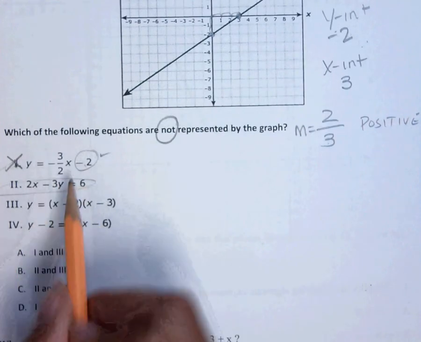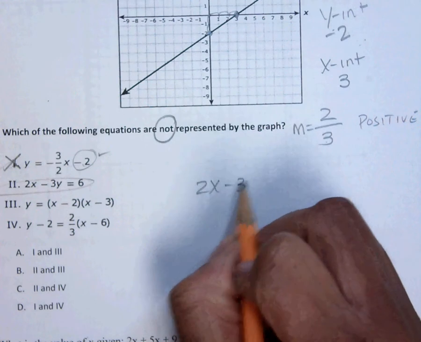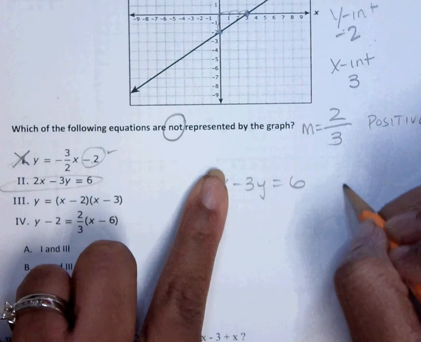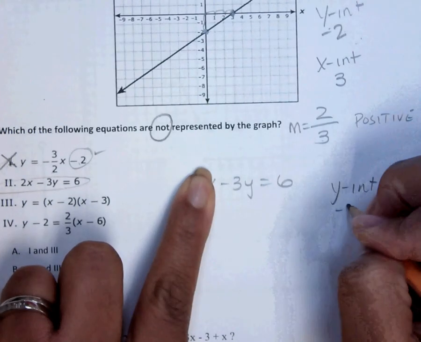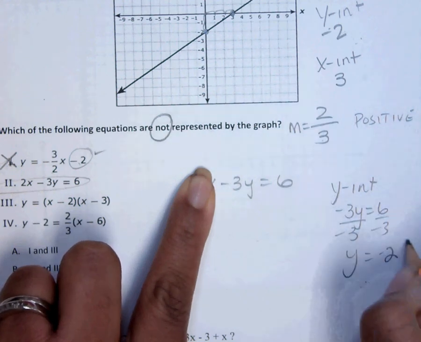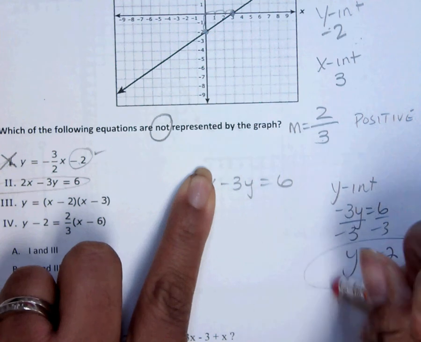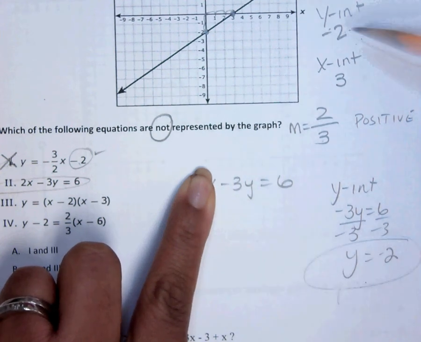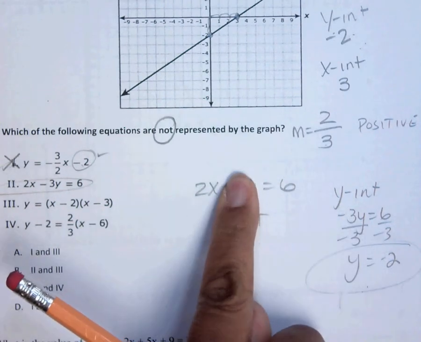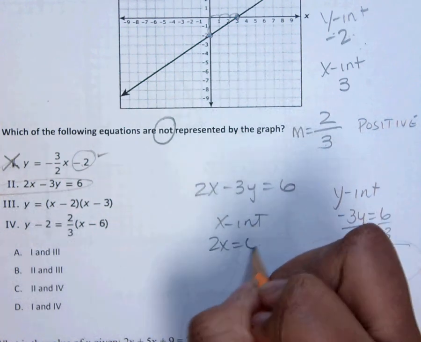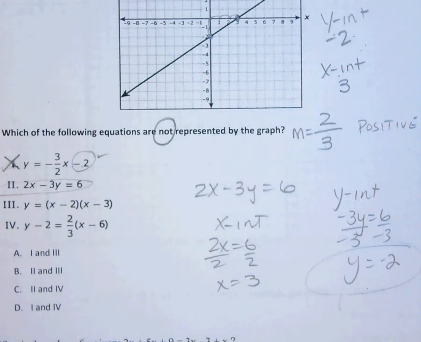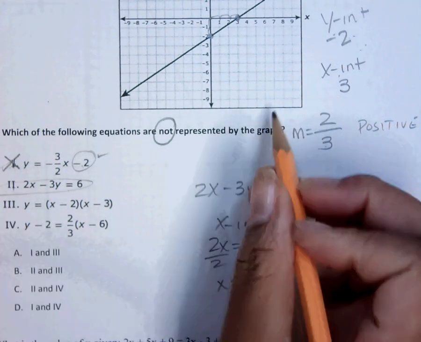Now I'll look at this one. We can take this equation and cover up the x for the y-intercept. And so for the y-intercept, that gives us negative 3y equals 6, divided by negative 3. And so y is negative 2. Is the y-intercept negative 2? Yes, it is. Now let's find the x-intercept. That means to cover up the y. So 2x equals 6. Divide by 2. x is 3. Did I get 3? Yes, I did. So this does represent the graph.